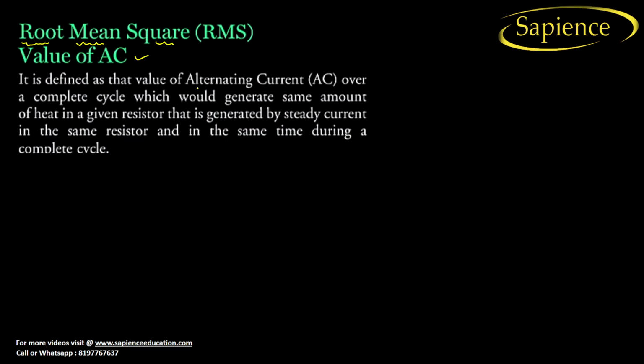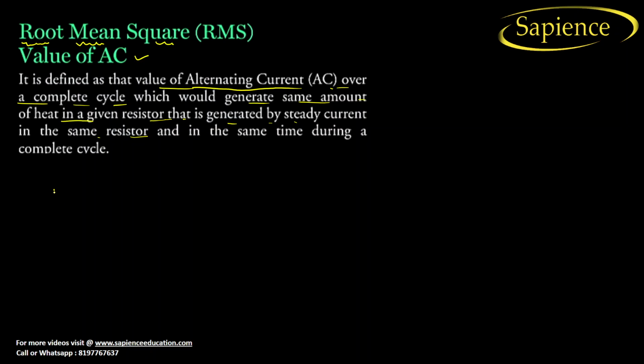It is defined as the value of AC current over a complete cycle which would generate the same amount of heat in a given resistance as is generated by a steady current in the same resistor and in the same time during a complete cycle.